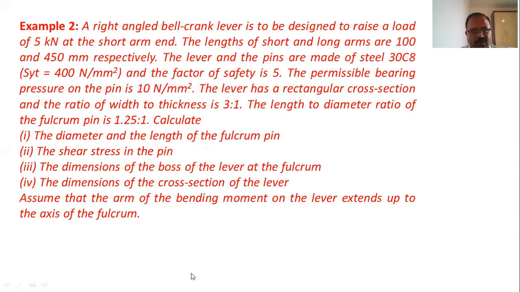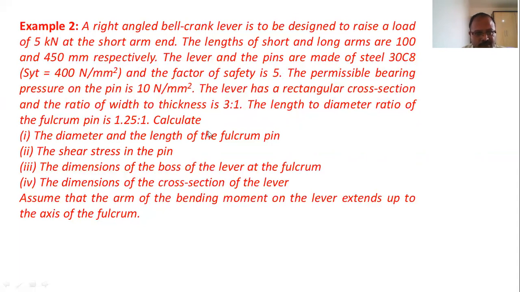Now we will solve one more numerical, which is related to a right angled bell crank lever, which is to be designed to raise a load of 5 kilonewton at the short arm end. The lengths of the short and long arms are 100 and 450 mm respectively. The lever and the pins are made of steel. SYT is given, factor of safety is given, permissible bearing pressure is given as 10 Newton per mm square. The cross section is rectangular with width to thickness ratio 3:1. L1 upon D1 is given as 1.25:1.